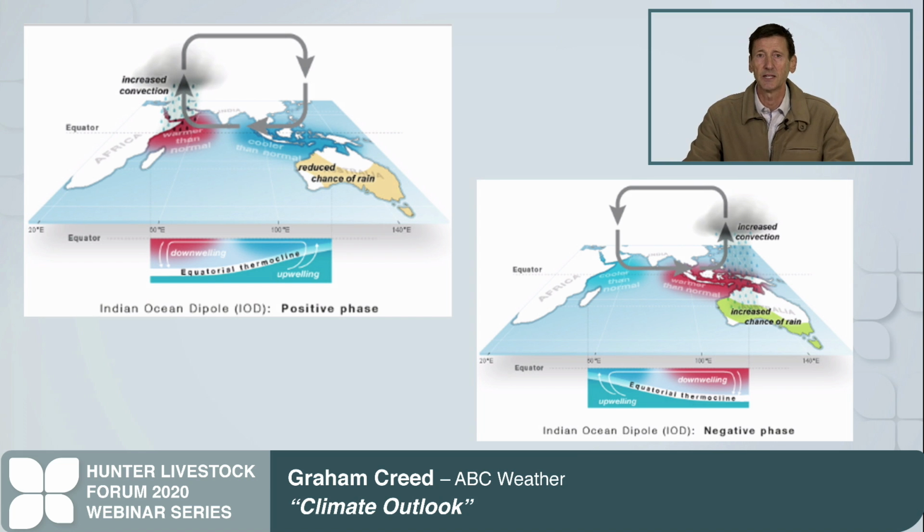And then the Indian Ocean Dipole is basically that same system, but it sits in the Indian Ocean. It's the movement of warm waters from off the coast of Africa through to the coast of Australia. Again, when we have the warm waters off the west coast, we would typically see above average rainfall. When we get the cooler waters, like we experienced last year, then we see less rainfall.